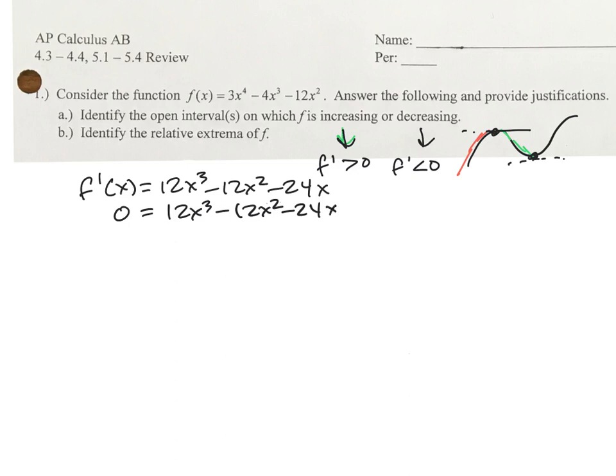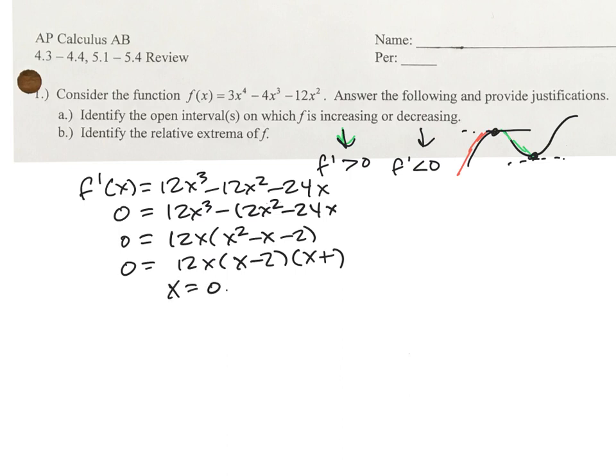We're going to factor. These three terms have a common factor of 12x, so let's factor that out. And we'd have x squared minus x minus 2, and then we'll factor that trinomial. It'll factor into x minus 2, x plus 1. So our zeros would be at 0 and 2. Oops, I forgot the 1 over here, didn't I? Sorry. 0, 2, and negative 1.